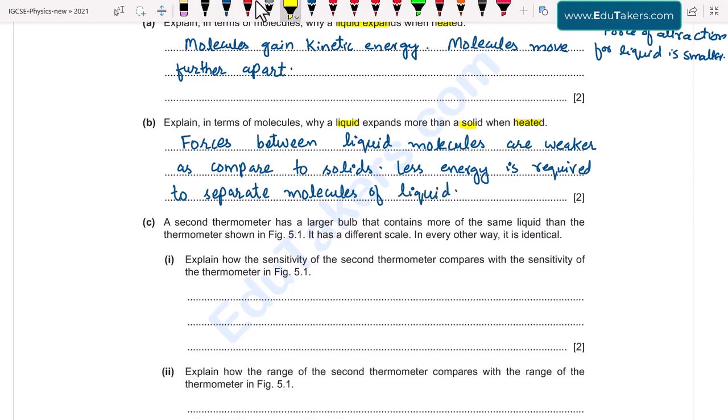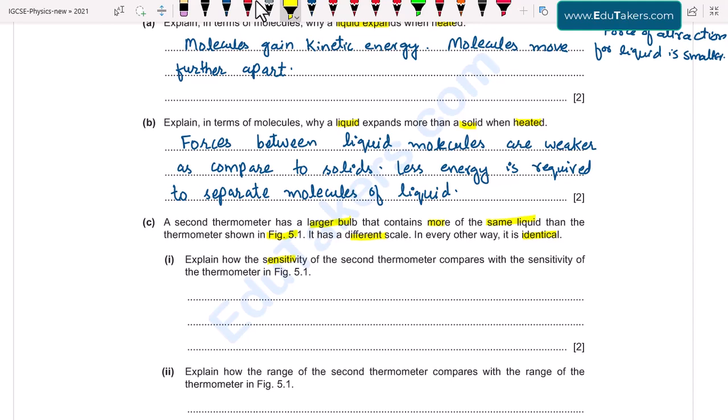Part C. A second thermometer has a larger bulb that contains more of the same liquid than the thermometer shown in figure 5.1. It has a different scale. In every other way, it is identical. Part 1. Explain how the sensitivity of the second thermometer compares with the sensitivity of the thermometer in figure 5.1.